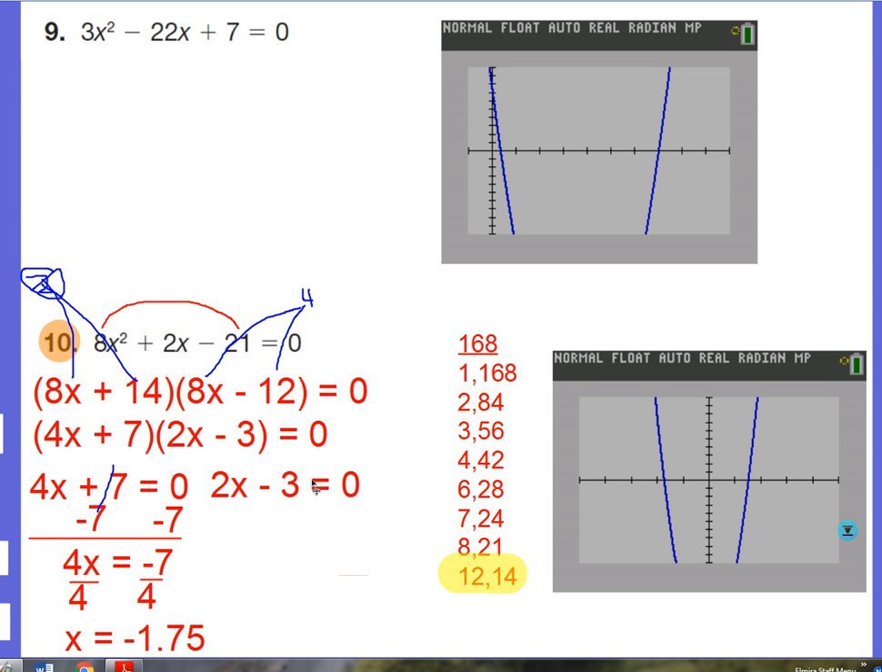Then we've got to solve this one over here. So add 3 to both sides and get 2x equals 0 plus 3, which is 3. Divide by 2 on both sides, and x equals 1.5. Okay, you could leave it as 3 halves if you want, but the decimal is kind of easier to see on the graph.